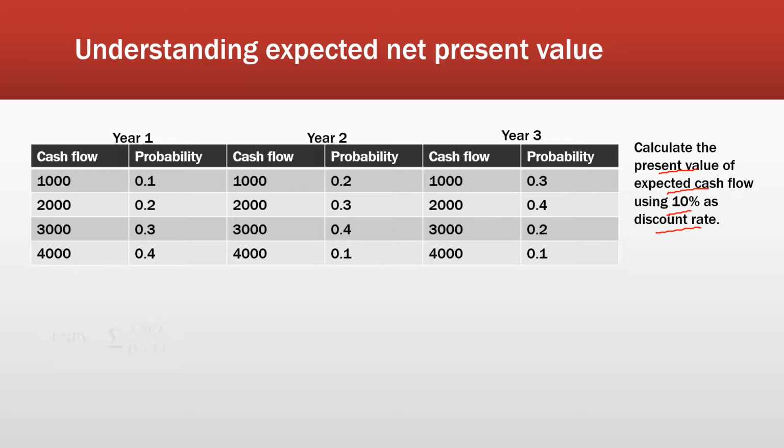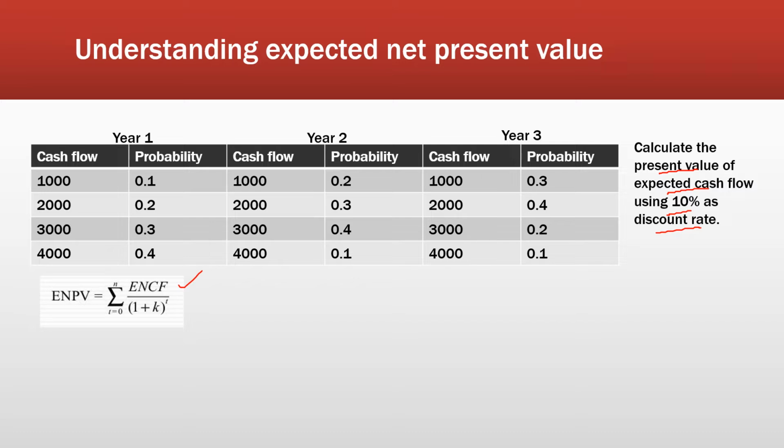Now, this is the formula for ENPV, or expected net present value, where ENCF is the expected net cash flow. This is nothing but the net cash flows multiplied by the probability for each cash flow. Like this, 1000 multiplied by 0.1. NCF, or net cash flow, multiplied by the probability of that particular period. That is 1000 into 0.1, 2000 into 0.2, 3000 into 0.3, 4000 into 0.4, like that. Here K is the discount rate and T is the time period.